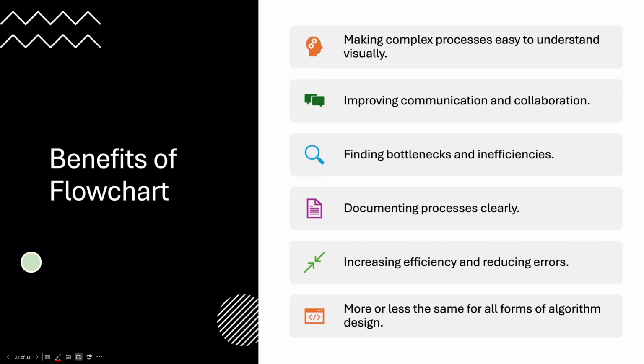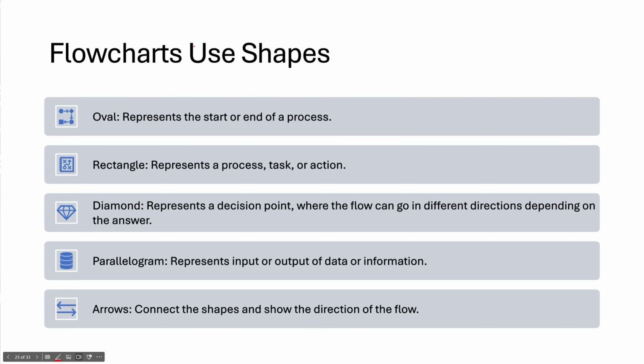Benefits of flowcharts: making complex processes easy to understand visually, improving communication and collaboration. Because again, most computer people, most computer scientists, IT people, they've learned one or two of these techniques. So rather than sitting there and trying to describe something in plain English or in a paragraph, you can show them a flowchart and they can just start doing what they have to do straight away. Finding bottlenecks and inefficiencies, documenting processes clearly, increasing efficiency and reducing errors, more or less the same for all forms of algorithm design.